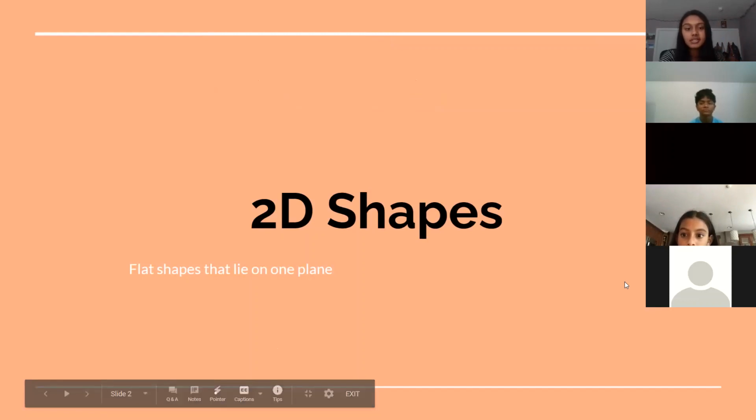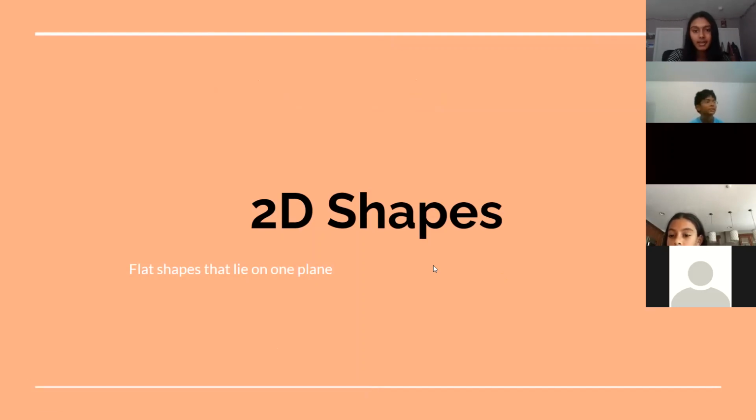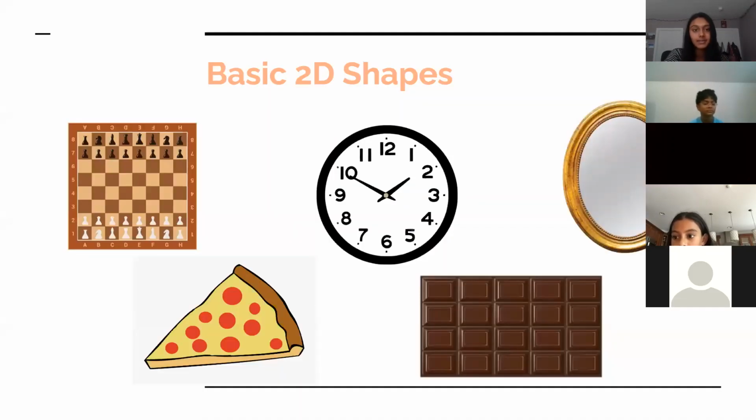Yeah, it's actually similar to that. So a coordinate plane is that little graph that you put points on, right? A plane is one flat side. So we'll go ahead and see what that means. So you have your basic 2D shapes, right?